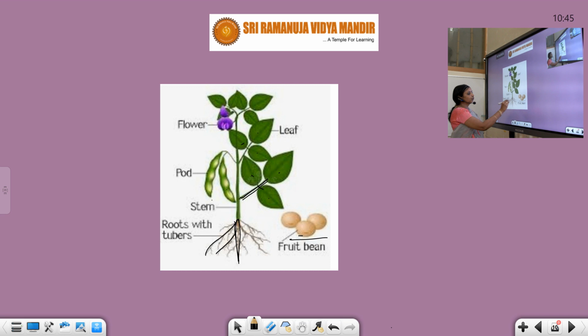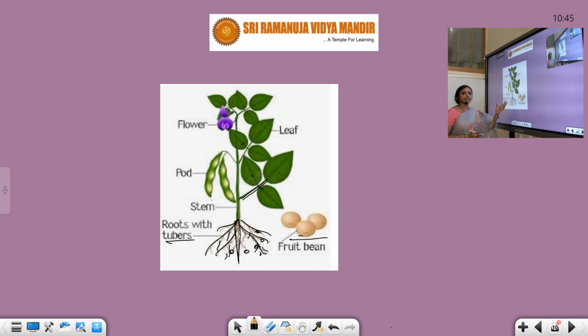And in the roots, what are there? Nodules, tuber-like structures are present. In the nodules, which bacterium is living? Rhizobium bacterium. It lives in symbiotic association, and it helps in the fixing of atmospheric nitrogen. It fixes it in the soil. So we have seen stem, leaf and root till now. Now let's see the floral characters.